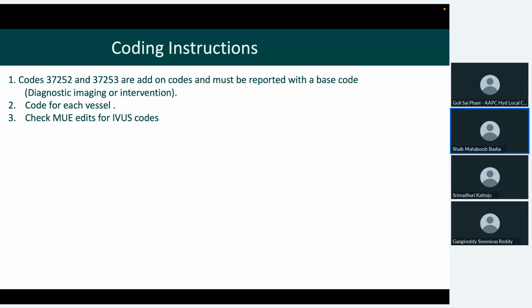The number of blood vessels that underwent IVUS: 37252 is one code, and for the additional vessels you can code 37253 in units. For example, if there are 10 blood vessels in the same artery, same left side, you cannot code 37253 as 9 units blindly. Before entering the number of units, please check the MUE edits.